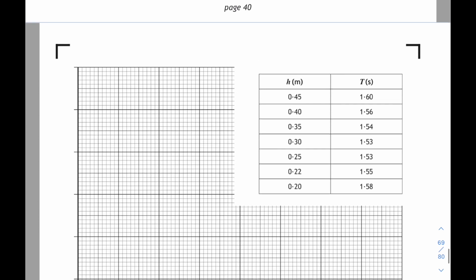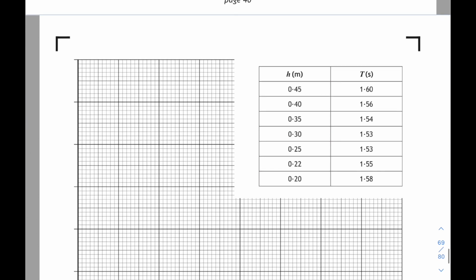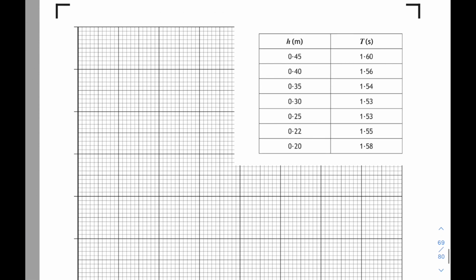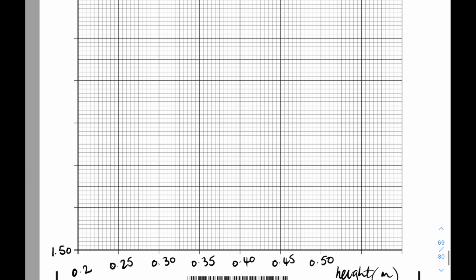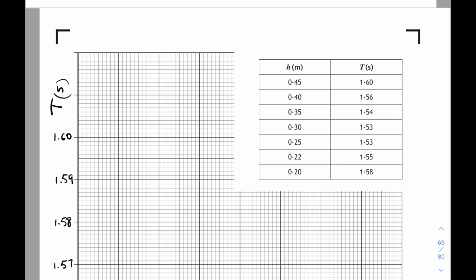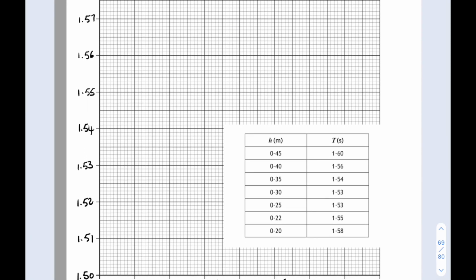and that will cover the whole range of heights that I need. And similarly for the period values, all those period values are between 1.5 and 1.6. So I'm going to start my graph on the y-axis at 1.5 and then go up in 0.01s up to 1.6. So I'm going to go up 1.51, 1.52, 1.53, 1.54, 1.55, 1.56, 1.57, 1.58, 1.59 and 1.6. I don't need to go any higher than that, and don't forget to label it. That's the period in seconds.